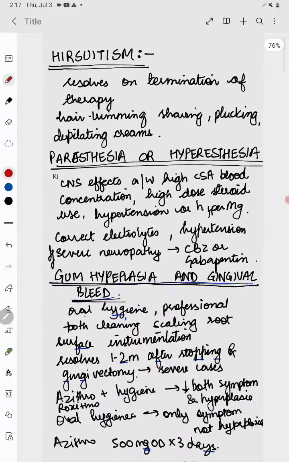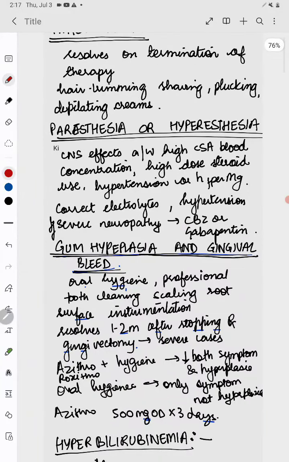Paresthesia, hyperesthesia can be seen. So you have to correct electrolyte imbalance if that is seen. You have to see that the patient is not on high dose steroids. If severe neuropathy is there, then carbamazepine or gabapentin might be added.